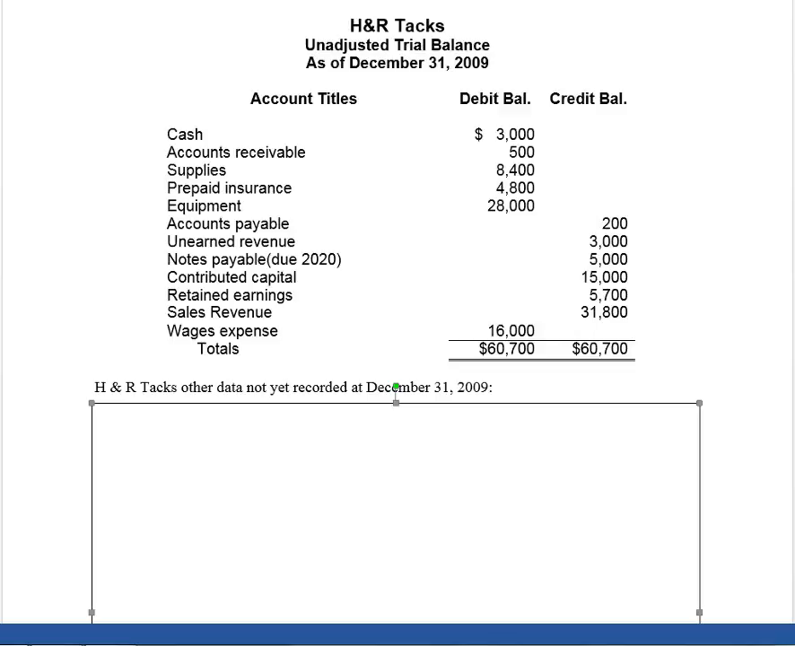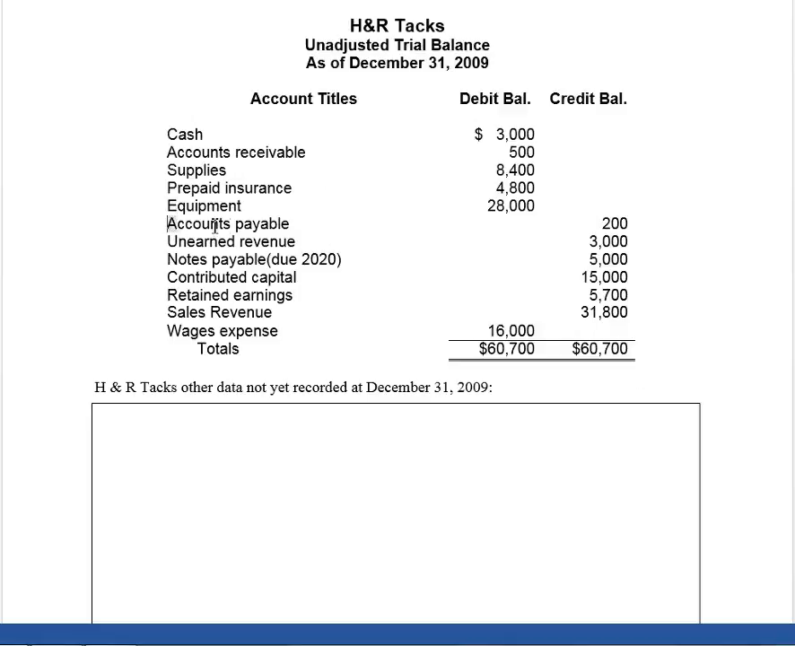In our case, the adjusted trial balance is going to reflect all of the transactions that have happened up to and including December 31st, 2009. So we have the account titles here. We have the debit and the credit balance in each of the accounts that are listed in the account titles column. You'll notice that in any trial balance, as in this one, you have the assets listed first, with your current assets, then your non-current assets, in our case equipment.